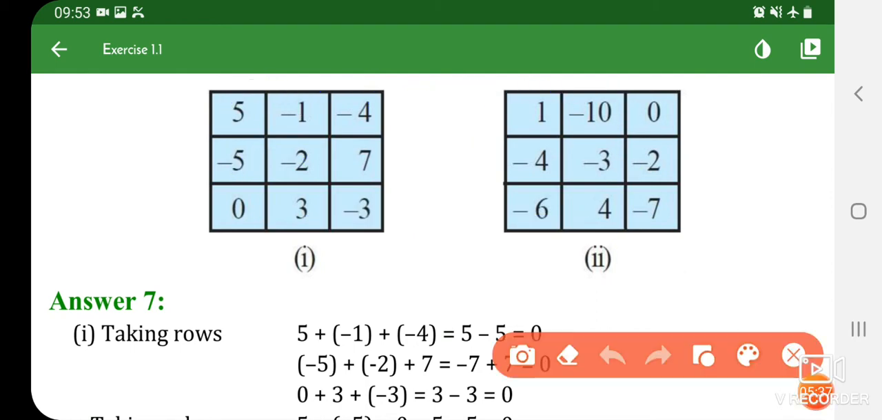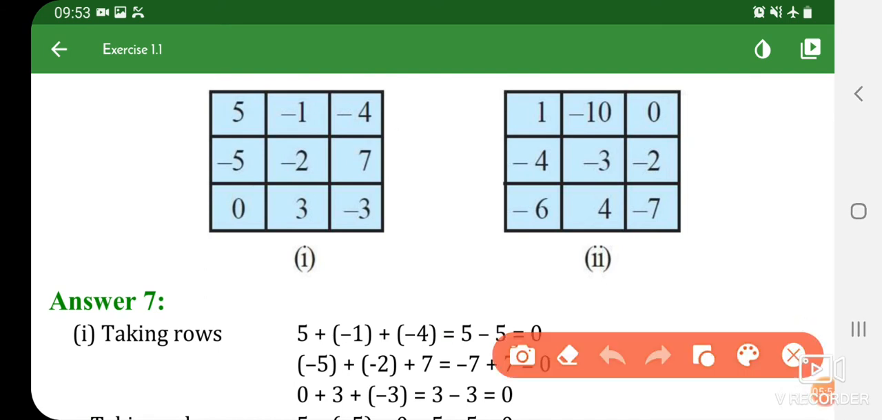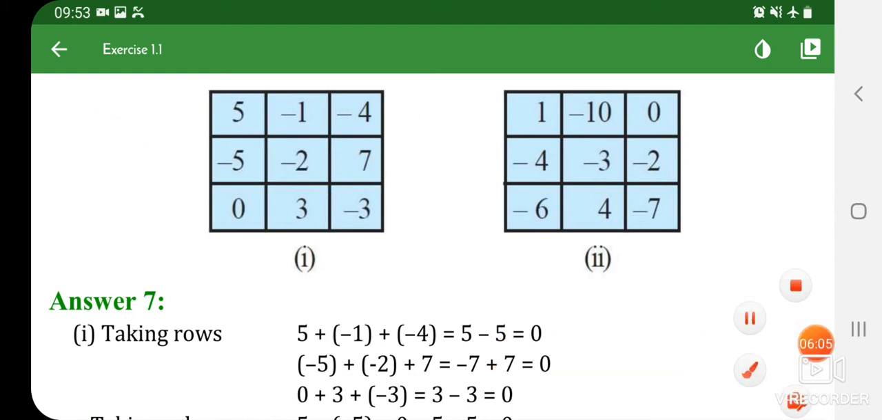Now check the column. 5 minus 5 is 0. Minus 1 and minus 2 is minus 3, and plus 3 is 0. Minus 4 plus 7 means plus 3, and 3 minus 3 is 0. After that we check this diagonal: 5 minus 2 is 3, and minus 3, the answer is 0. After that we check minus 4 and minus 2.